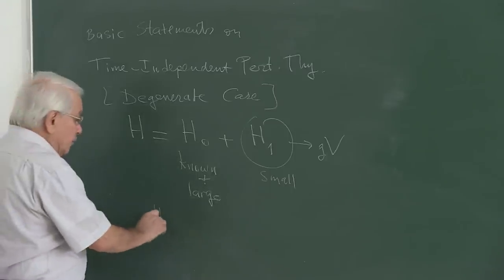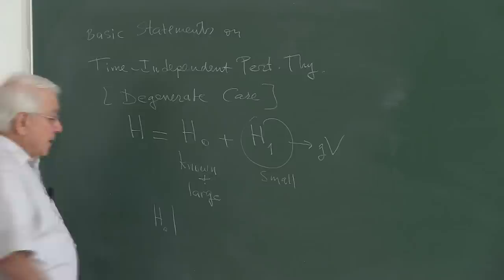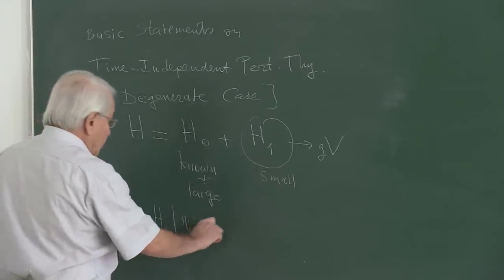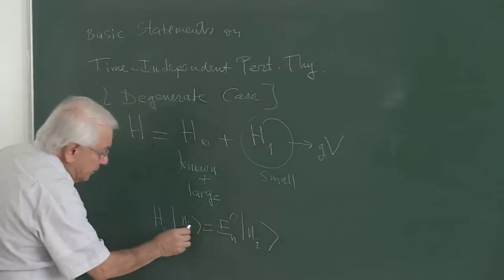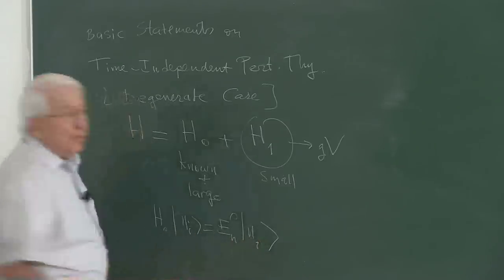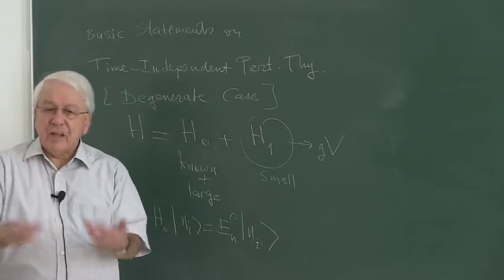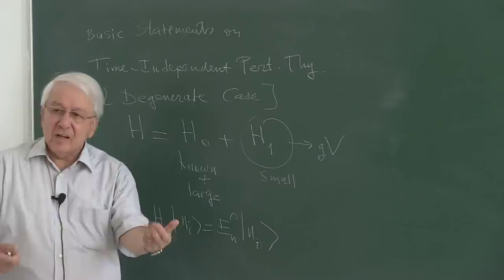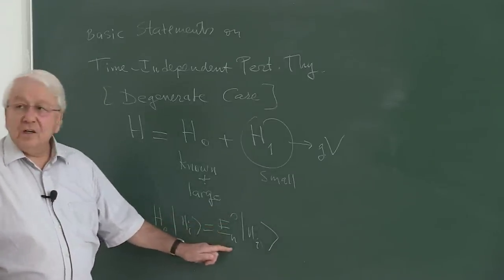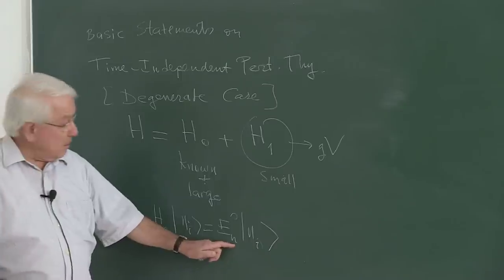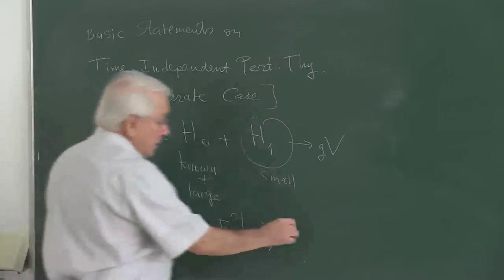And then in the degenerate case, we write the eigenvalue problem of the H0 as H0 |n,i> = En0 |n,i>. Notice that there is an additional index associated with the number of states which reflects the multiplicity. That is, there are many states in a single level. Notice that this energy doesn't carry any additional index, because there is a single level for each n and there are many states, thus n and i label them. That is the degeneracy.